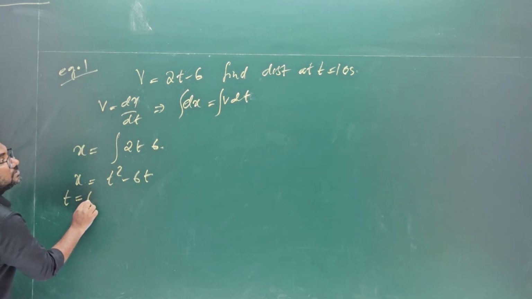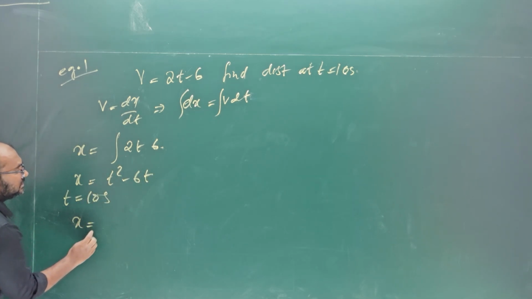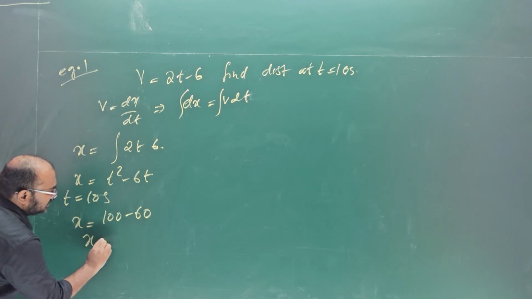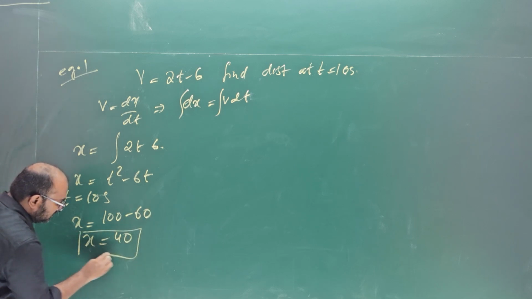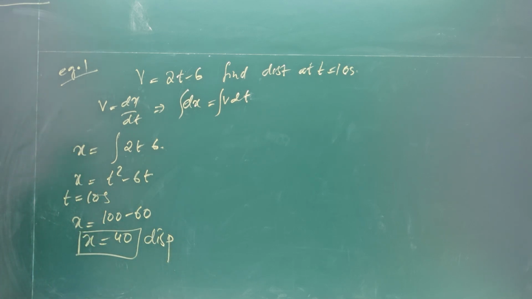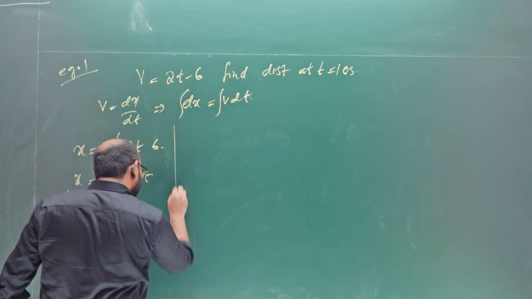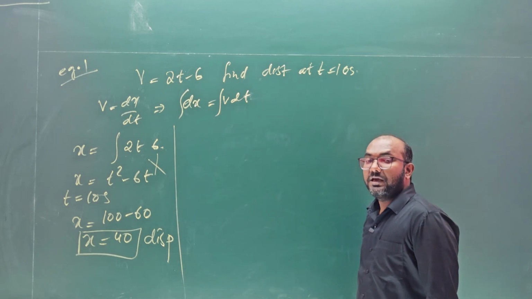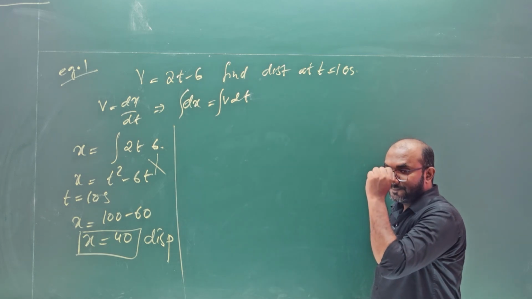Time period t is equal to how much? 10 seconds. x is equal to 100 minus 60, or x is equal to 40. This is displacement. This is not your distance. That is the biggest mistake. So the answer is wrong. If they ask you the displacement, that answer is correct.